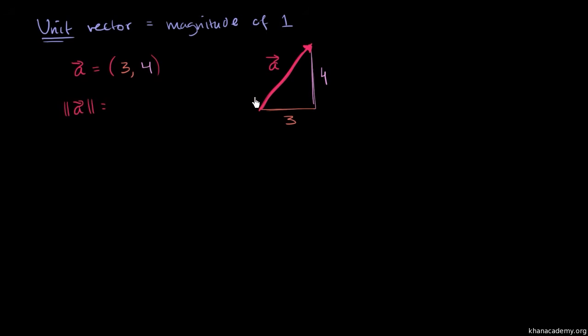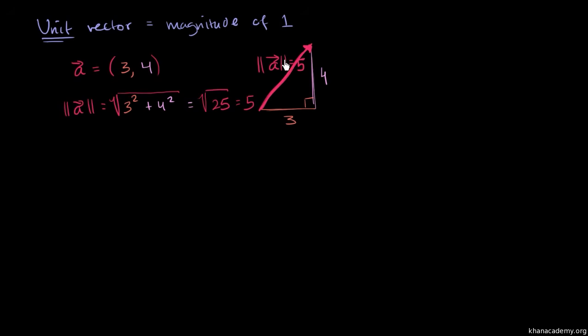The magnitude is just the length of this vector right over here. And we can use the Pythagorean theorem to figure this out. This length is going to be the square root of the sum of the squares of the other two sides. This is just the hypotenuse of this right triangle. This is going to be 3 squared plus 4 squared, or the square root of 9 plus 16, square root of 25, or it's going to be equal to 5. You might have just recognized that this would be a 3, 4, 5 right triangle. The length of this side right over here is 5, so I could say the magnitude of A is equal to 5. This is clearly not a unit vector.